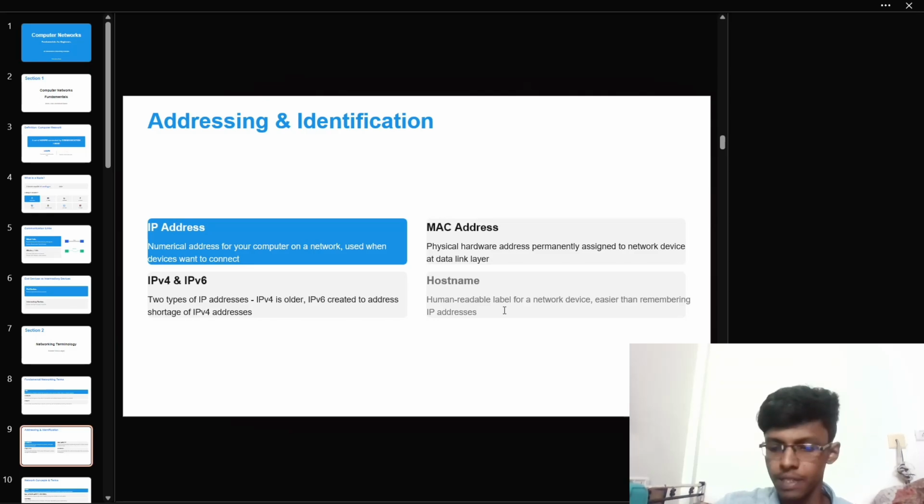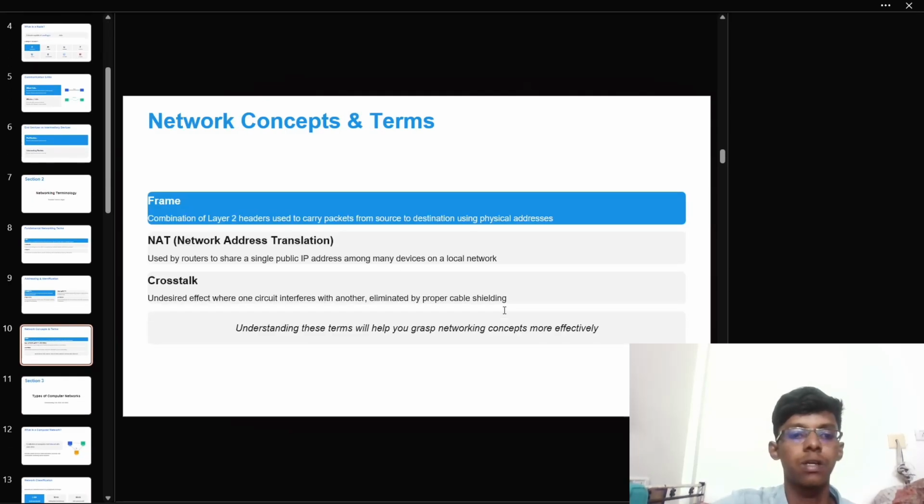Okay. Next thing is frames. So what is a frame? It's similar to a packet, but it's a different layer. A frame is the combination of layer 2 headers used to carry packets from source to destination using physical addresses. Think of a frame as the envelope that holds the packet. Don't worry too much about layers yet. We'll cover them in advanced courses.